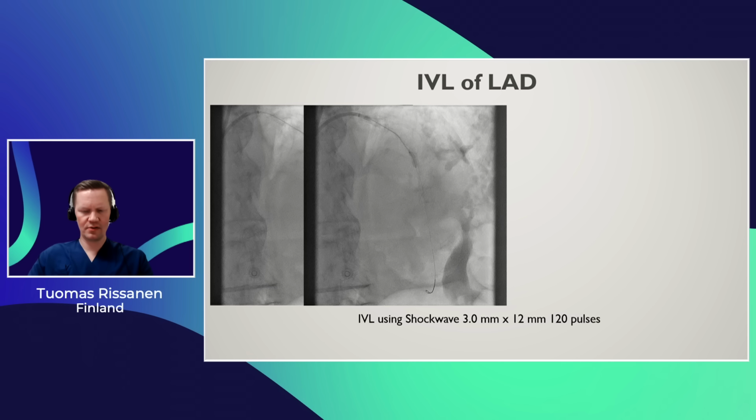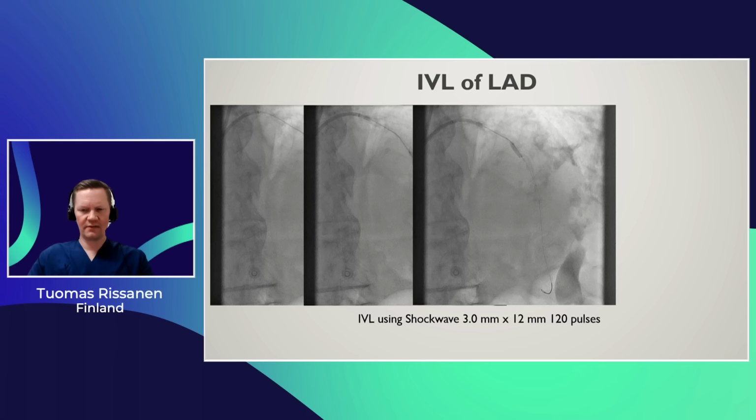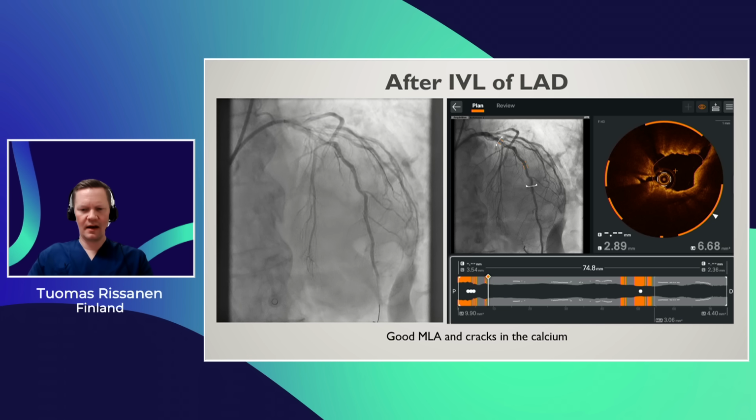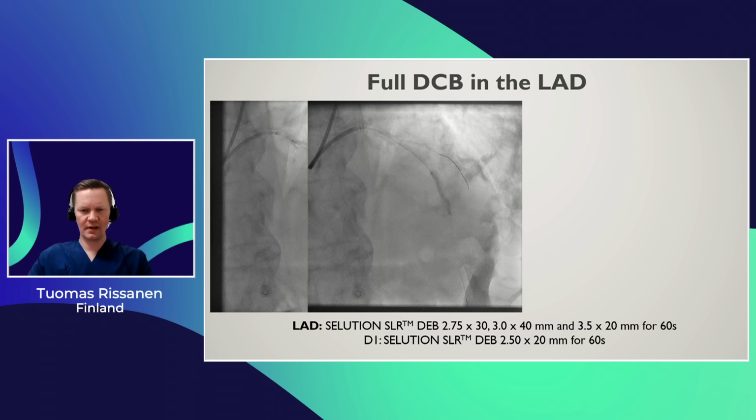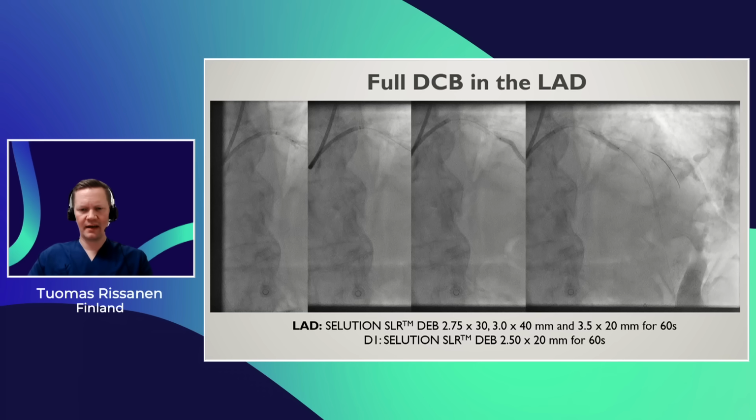We opted to use IVL using a Shockwave catheter, 3.5/12, and all the pulses were given to the vessel. After that, we could demonstrate a good MLA of 6.7, and there are nice cracks in the calcium. So at this point, you can choose either stenting or DCB. In this case, it's a long lesion, it's a bifurcation lesion, it's a high bleeding risk patient, so we went with a DCB only strategy. Many SELUTION SLR DEBs were applied first to the side branch, and then starting from the distal artery, 3.75, 3.0, and 3.5 for the proximal artery.